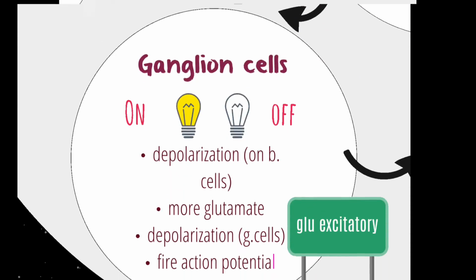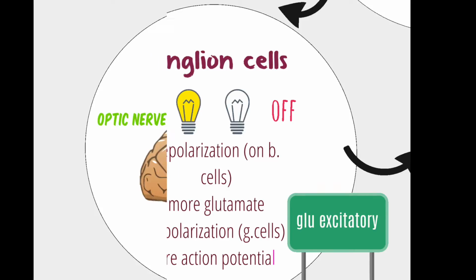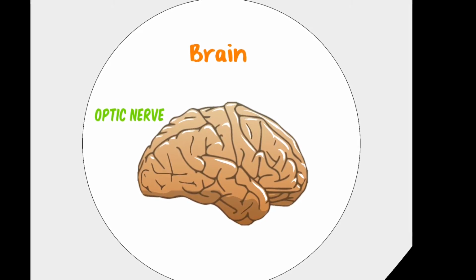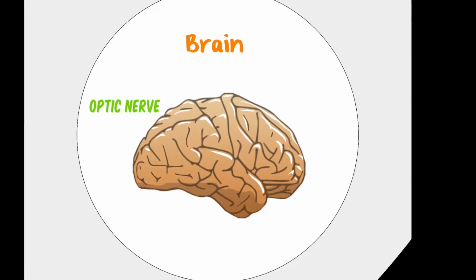For both on and off bipolar cells, it will also activate the ganglion cells. The membrane will depolarize and cause more glutamate to be released. Thus, the ganglion cell will fire an action potential. Lastly, it will send the signal through the optic nerve to the brain for interpretation.